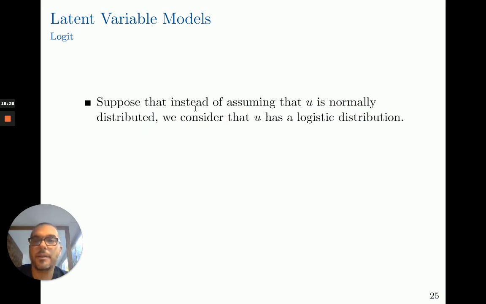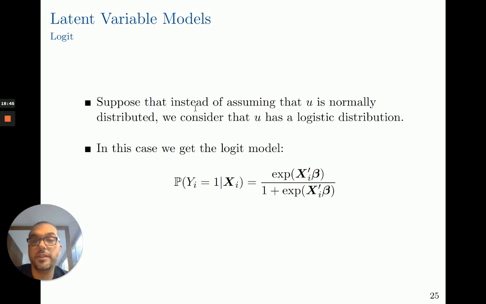But how can we derive the logit using the same reasoning? Suppose that instead of assuming that u is normally distributed, we consider that u has a logistic distribution. In this case, we get the logit model. So we can also derive the logit model using this latent variable approach.